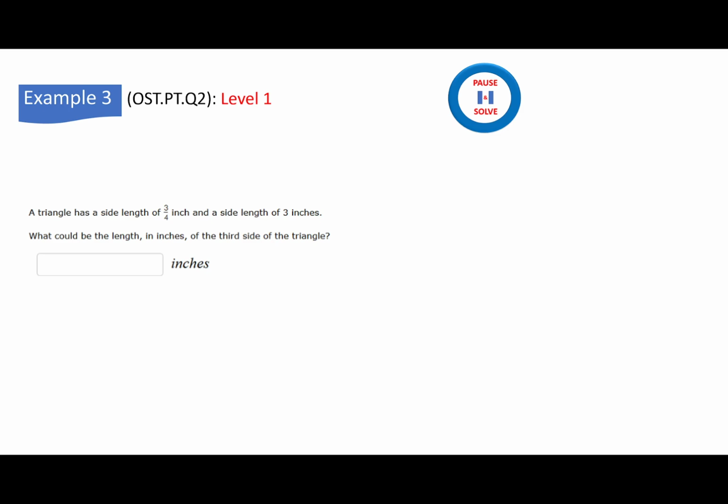Now on this standard, only 2 questions were released, not that many of them on the test. So this one is a practice test. A triangle has a side length of 3/4 of an inch and a side length of 3 inches. What could be, meaning more than one possible answer, the length of the third side?